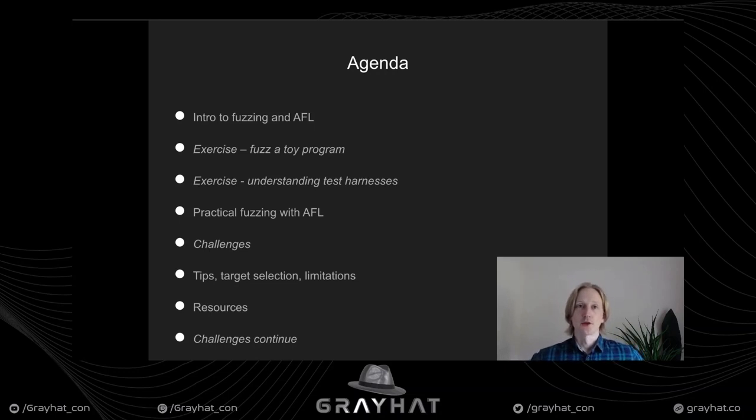Then we're going to start doing some challenges. These are a set of real-world vulnerabilities that have been pulled together for this workshop that you can rediscover with fuzzing. These are CVEs in software from 2000, I think, to current day. And together we'll rediscover these vulnerabilities using AFL.